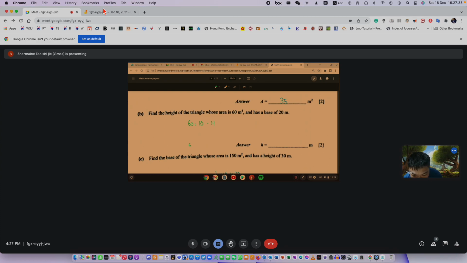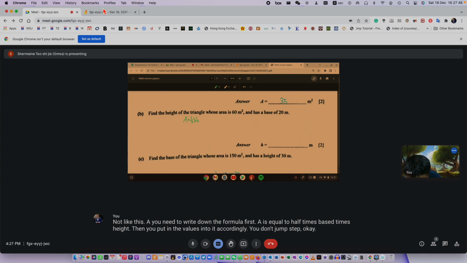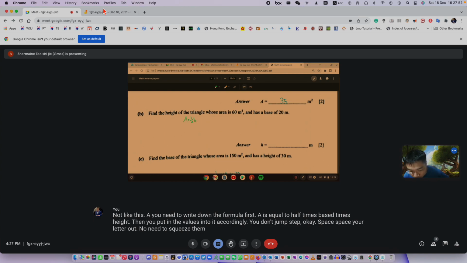No leh. Not like this. You need to write down the formula first. A is equal to half times base times height. Then you put in the values into it accordingly. You don't jump step, okay? Space your letters out. No need to squeeze them together, okay? Next time.